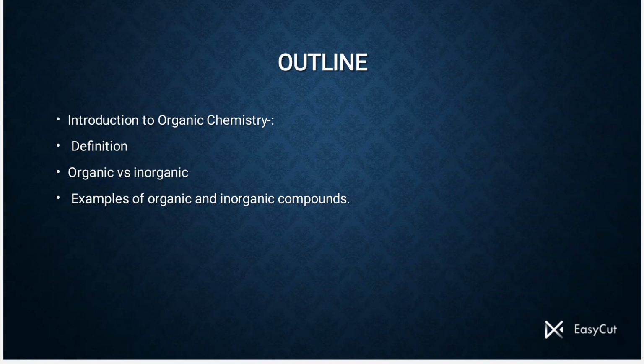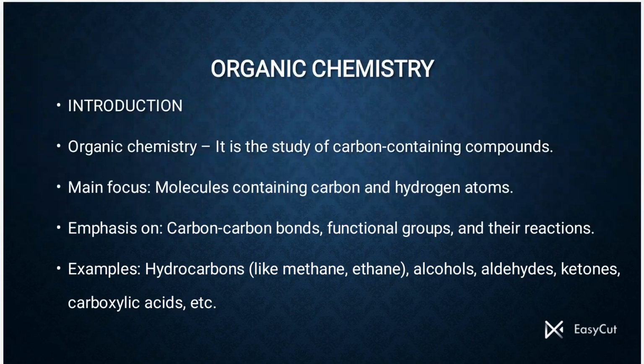As the outline shows, we will cover what organic chemistry is, organic versus inorganic, and some examples for us to be able to differentiate between these two compounds. Organic chemistry is a branch of chemistry that focuses on the study of compounds that contain carbon atoms. Carbon is a unique element that can form diverse and complex molecules, making organic chemistry a very crucial field in understanding the chemistry of life.